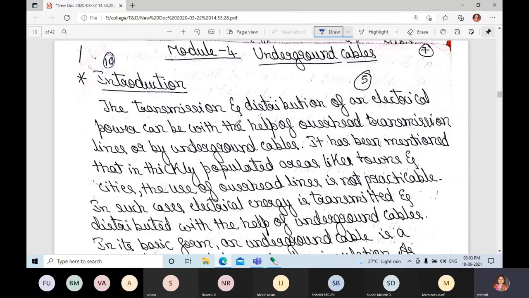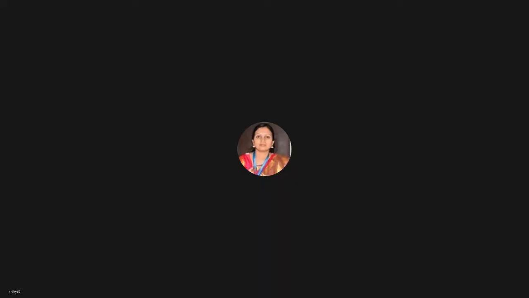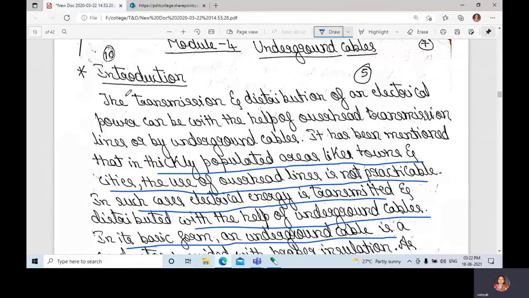Next unit, in the fourth module, underground cables. Introduction. The transmission and distribution of electrical power can be done with the help of overhead transmission lines or underground cables. We discussed in the first module about generation, transmission, and distribution. Transmission and distribution may be done on underground cables or over lines.